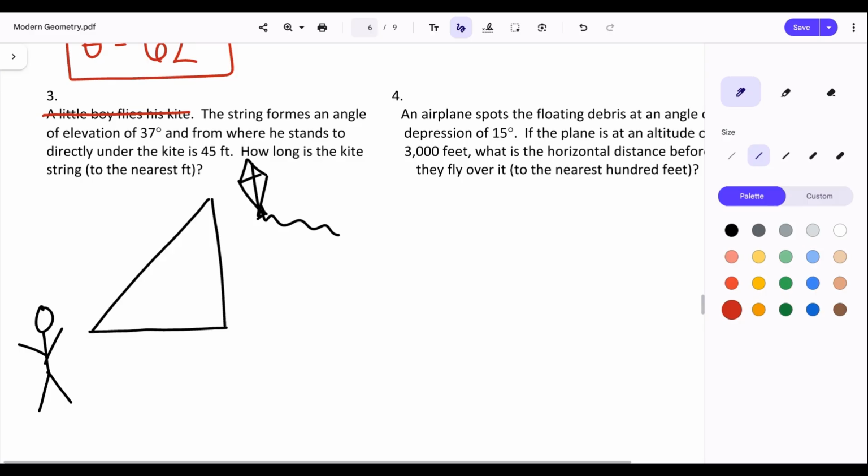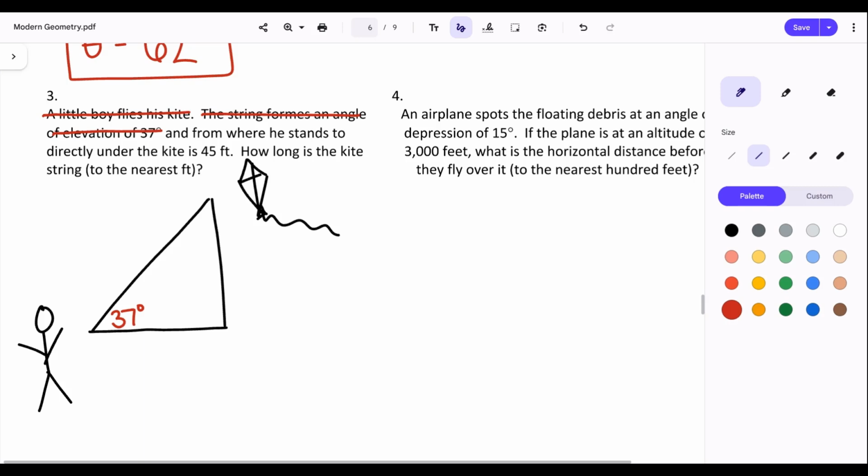Okay, angle of elevation. So where in my picture should I put the 37 degrees? Should be down here by the boy, right? Because it'd be like from his horizontal line of sight and then looking up at his kite in the sky. So this angle down here is where that 37 goes. Okay, so now I'm going to keep crossing all that off.